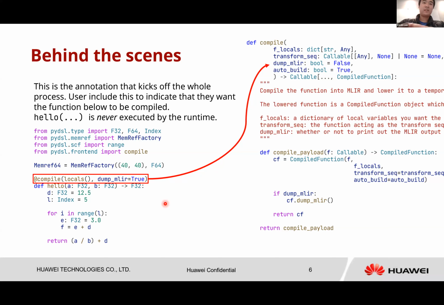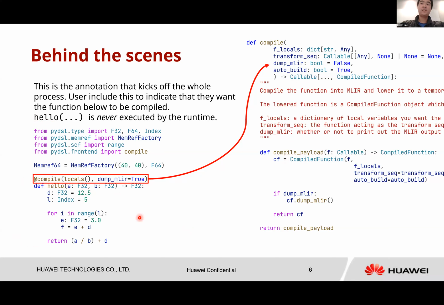One thing of note is that not everything here is actually compiled. Part of this program, starting from here to here, is actually run by Python. It's part of Python's runtime, but Python's runtime never touches this code. This code is only compiled; it's never run. The function responsible for kickstarting that process is the compile function. It's this compile annotation, which takes in this function and passes it through to the compiler.